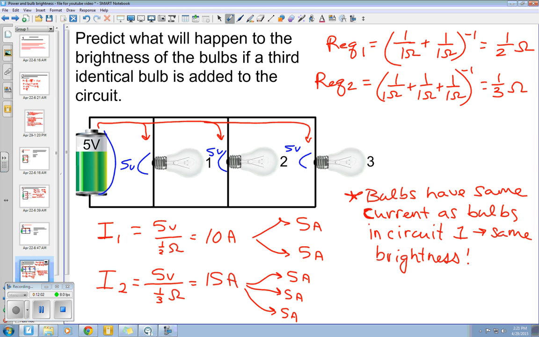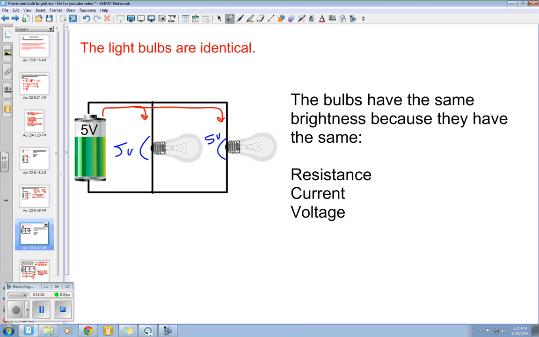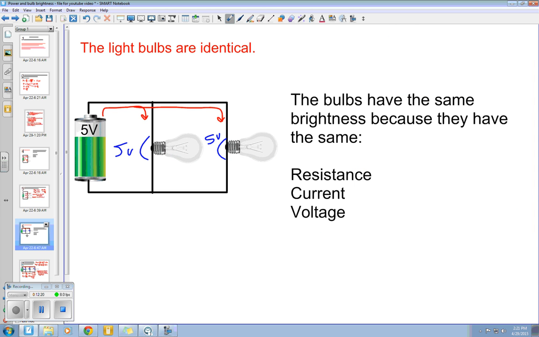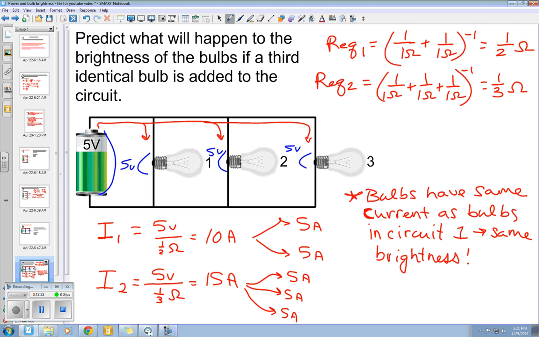However, the difference between these two is that the total power dissipated by this circuit is less than the total power dissipated by this circuit. Each bulb dissipates the same amount of power, but there are 3 bulbs in this circuit and only 2 bulbs in the other circuit. So this circuit is going to drain the battery more quickly.